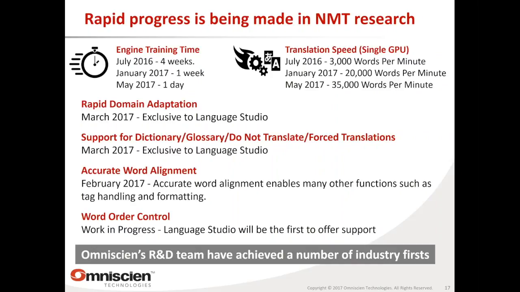And in May, we're getting 35,000 words per minute on the exact same data. So there's some real progress here. Now, we're able to link all that together with multiple concurrent GPUs for translation to get even higher speed. This is just on a single GPU as a base metric.